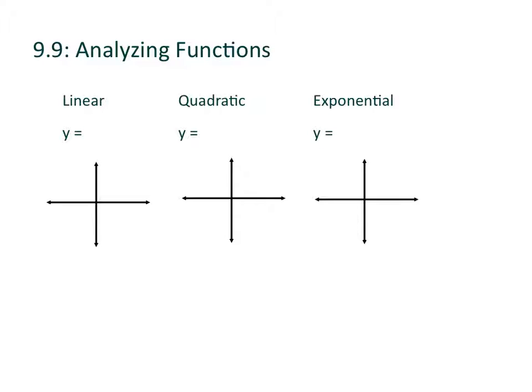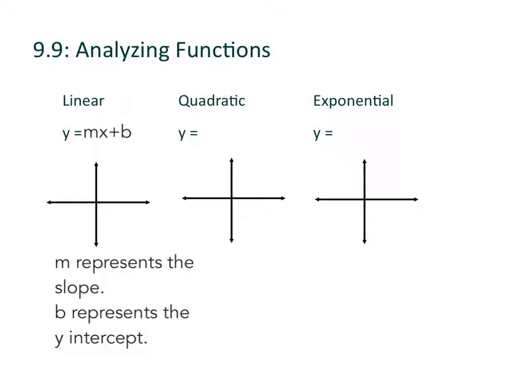Analyzing functions. Let's review linear, quadratic, and exponential functions, their equations, and what the graph of each of those functions looks like. Let's start with linear. What is slope-intercept form for a linear equation? You guessed it. Y equals mx plus b. What does m represent, and what does b represent in the linear equation? M represents the slope and b represents the y-intercept.